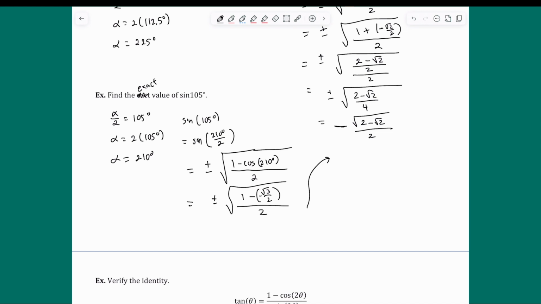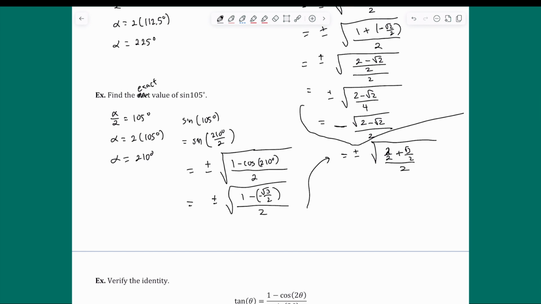Alright, let's manipulate this here. So plus or minus there, we'll decide that sign in a moment. Let's mark that over there. That's the formula there. So we have 1 plus root 2 over 2, but think of 1 as 2 over 2. And so then we have plus root 3 over 2 all over 2.